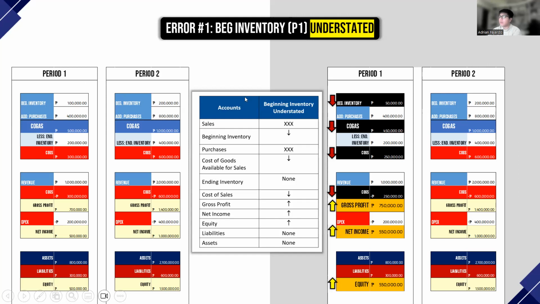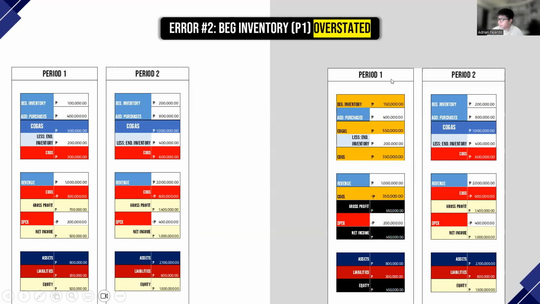So this is the first summary. If your beginning inventory is understated, your BI, your cost of goods available for sale, and your cost of sales will be understated. Your gross profit, your net income, and your equity will be increased. So, mahirap i-memorize. So, dapat mas alam nyo yung interactions between each period. Let's have an opposite example.